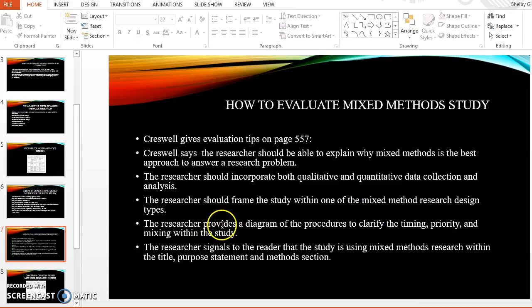Also, the researcher provides a diagram of the procedures to clarify the timing, priority, and mixing within the study. The reader needs to see visual aids of what the researcher is doing. The researcher signals to the reader that the study is using mixed methods research within the title, purpose statement, and method section. Creswell is saying the researcher cannot plunge into what they are doing before explaining it first.